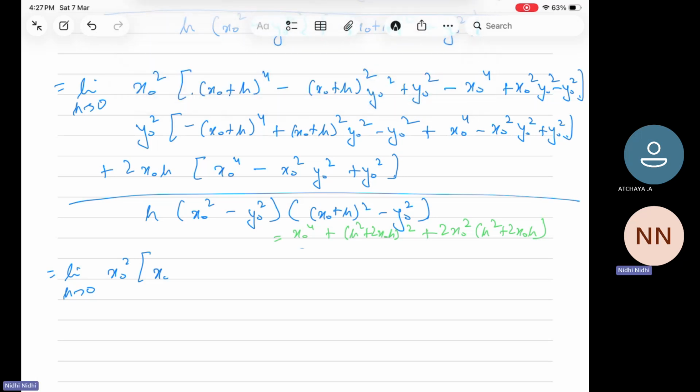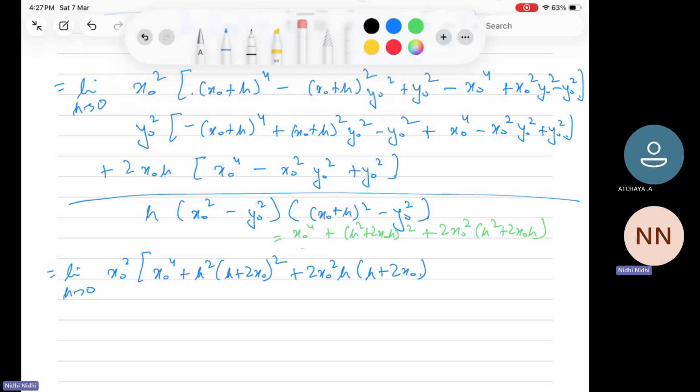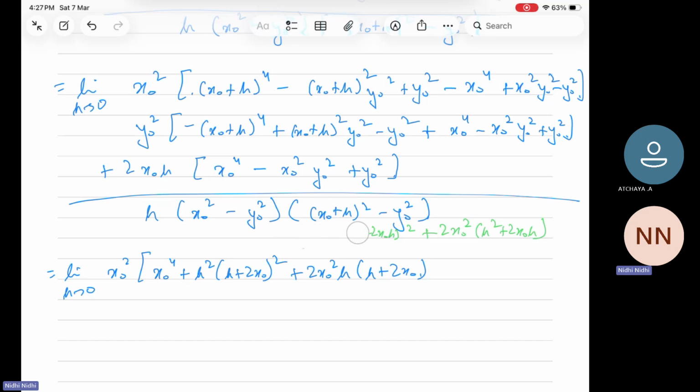This will be x naught to the power 4 plus, I can take this h square outside, h plus 2x naught square, plus 2x naught square, again h taking common, h plus 2x naught. Okay, I'll write this part.